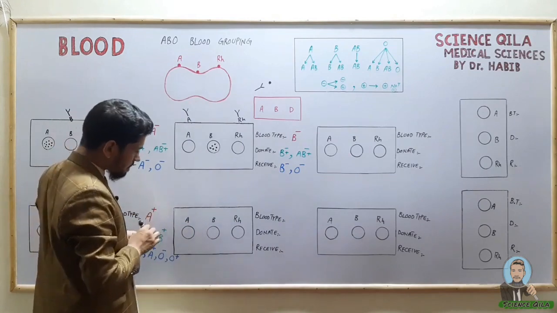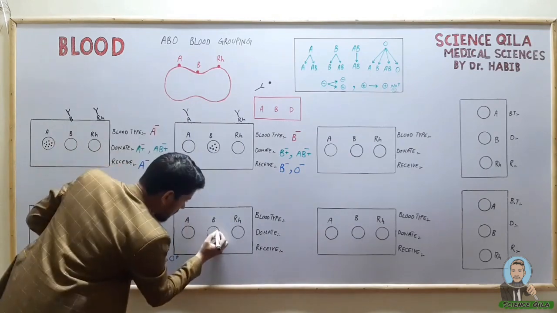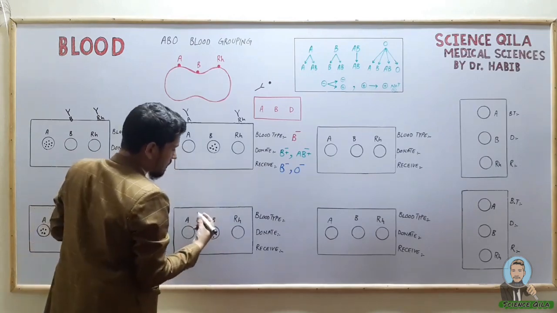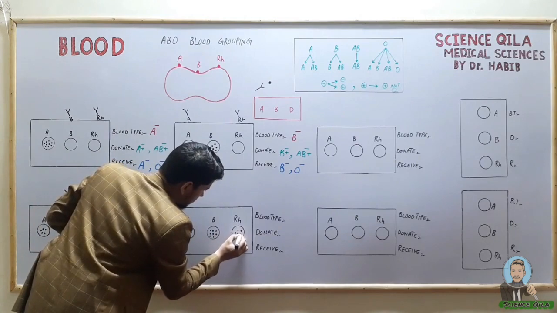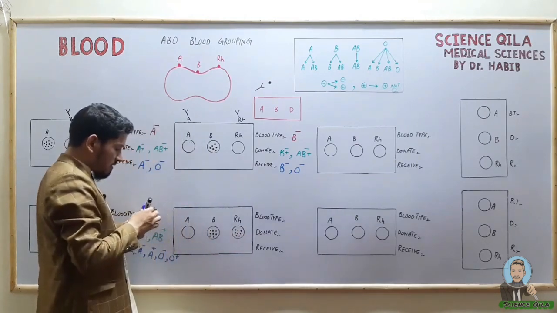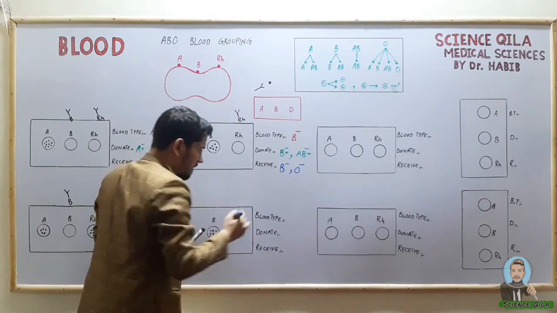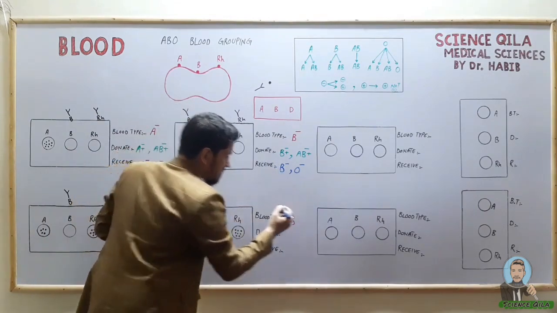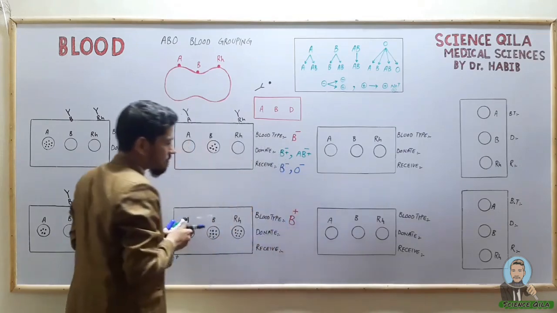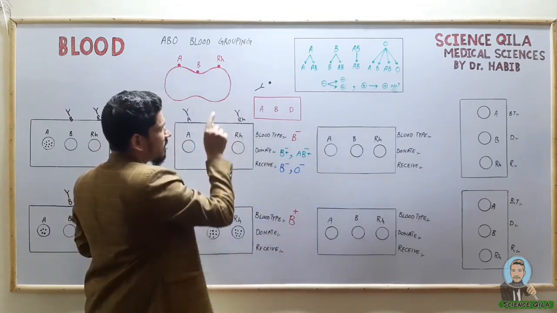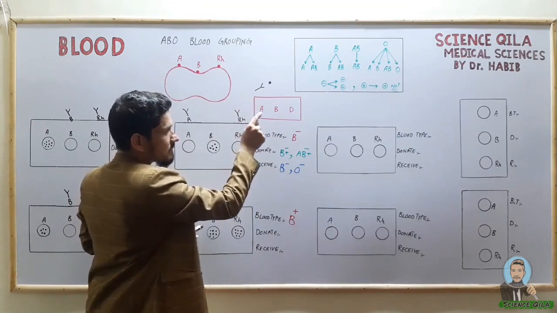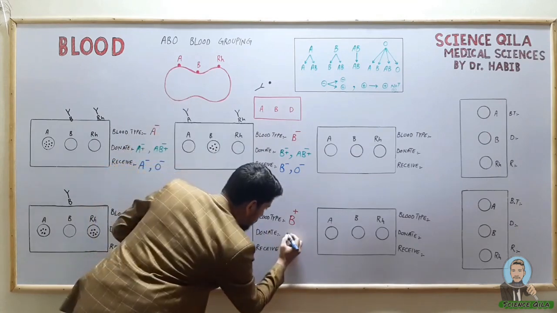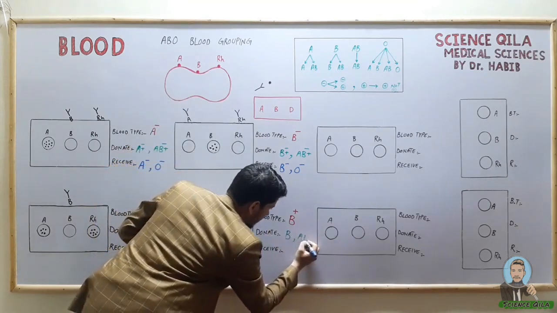In this case, let's imagine that there is agglutination on B and there is also agglutination on RH factor. So it means if it has antigen B on the surface, the blood type will be B, and RH factor is also present, so it means B positive. Donate. So what's the rule for B? B can donate to B as well as to AB. So yes, blood type B can donate to B and AB.